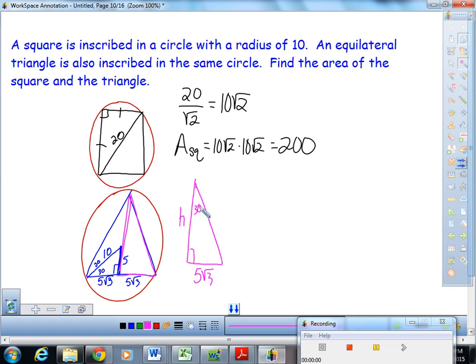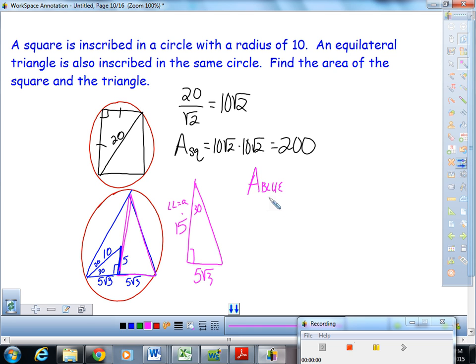So how do I get from my short leg to my long leg, which is the altitude of the triangle? How do I get from the short leg to the long leg? Multiply by radical 3. What's 5 radical 3 times radical 3? Well, it's 5 radical 9. And what's 5 radical 9? That's 15. Okay?